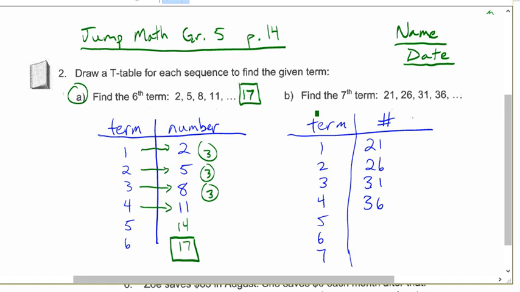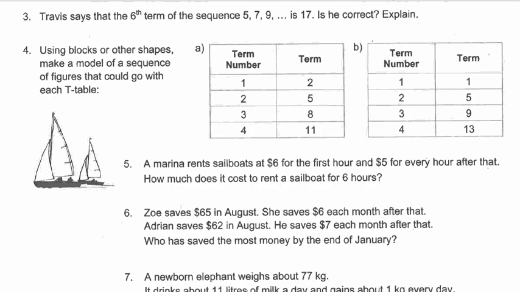Okay. For B, we're starting at 21 and we go up, and you see I've drawn it again, and we find our gap is 5. So we continue that pattern, and I'll let you do that one to find out the seventh term. Let's go back to the worksheet. Okay, number 3, Travis says the sixth term of the sequence 5, 7, 9 is 17. Is he correct? Explain. Well, what you really need to do here to explain is to prove it. And so I would continue this pattern, use a t-table, and find out what the sixth term is. And then you prove whether he's correct or not.